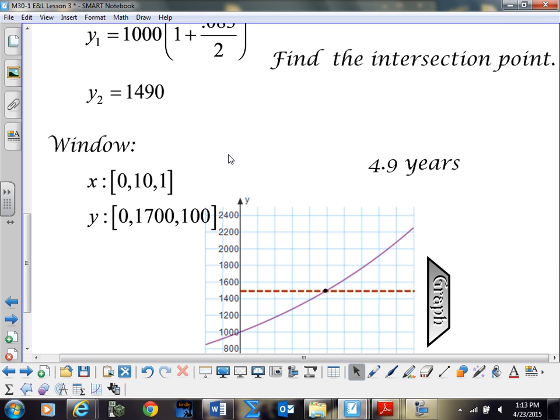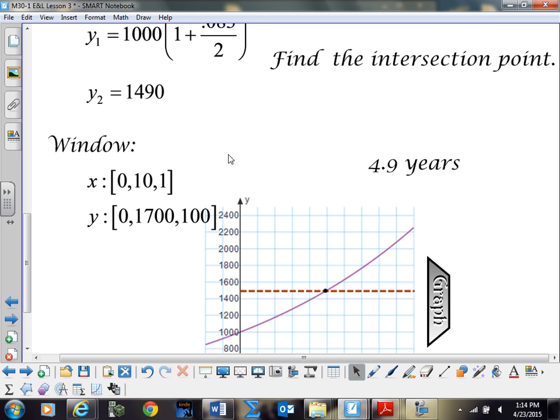Now we have to consider the rounding. When we're talking about compound interest, we have to consider the rounding, especially if it's compounded semi-annually. That means every 6 months the interest gets added on. So we would be looking at the amount increasing every 6 months. So 4.9 years, if this question said to the nearest year, we would say it takes 5 years for it to reach 1490.